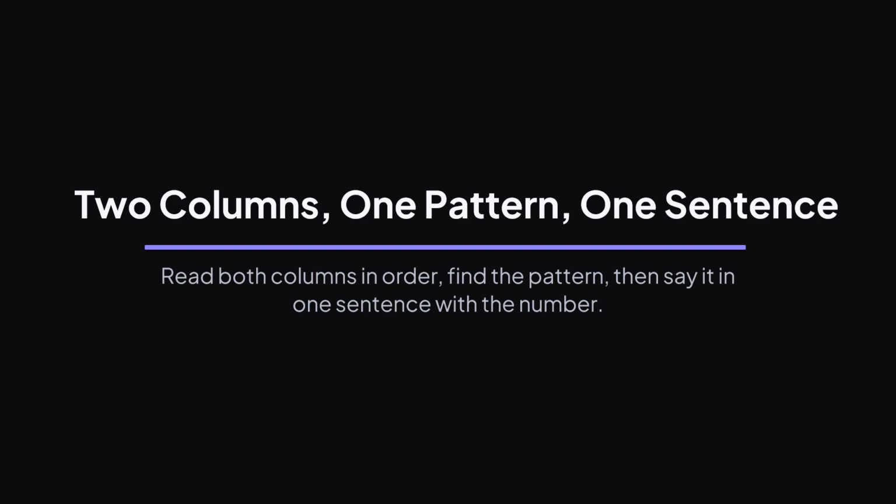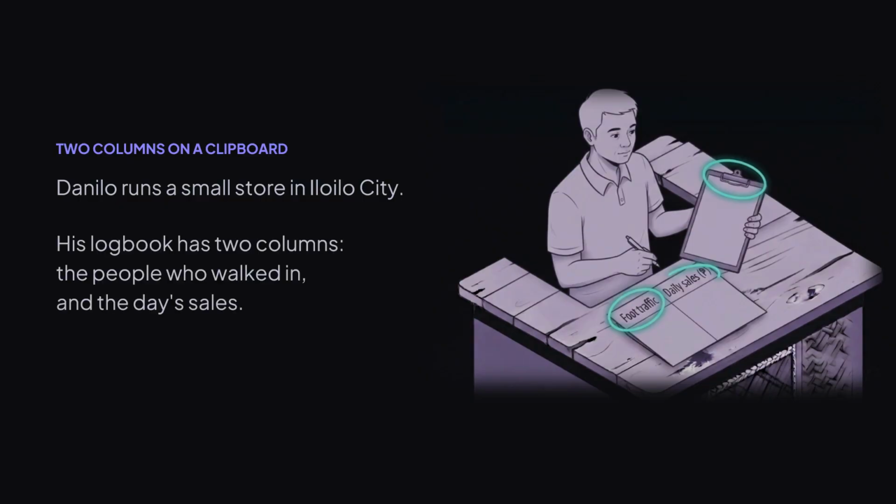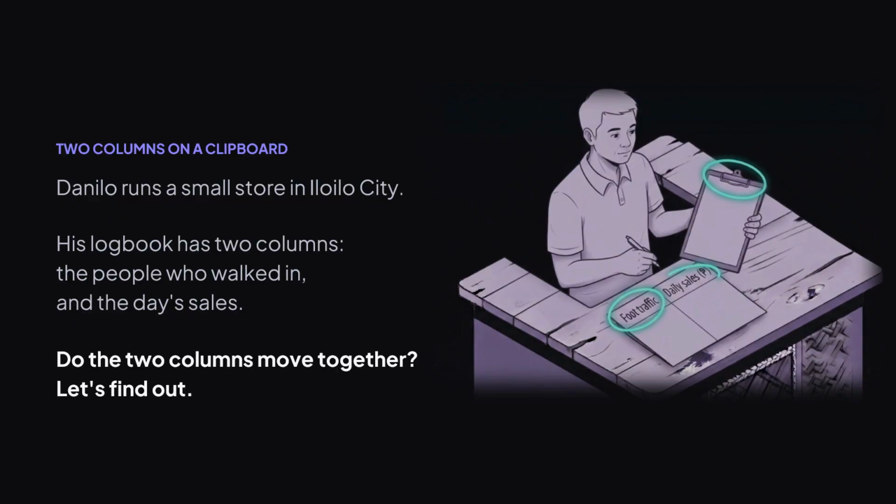2 columns, 1 pattern, 1 sentence. Danilo runs a small store in Iloilo City. His logbook shows 2 columns, the people who walked in and the day's sale. Do the 2 columns move together?